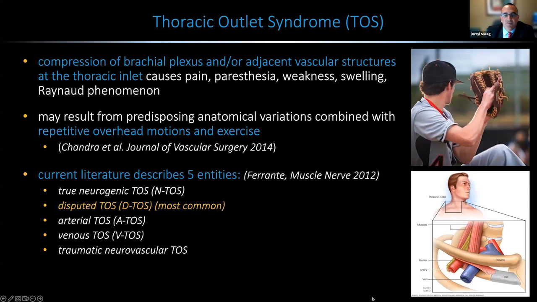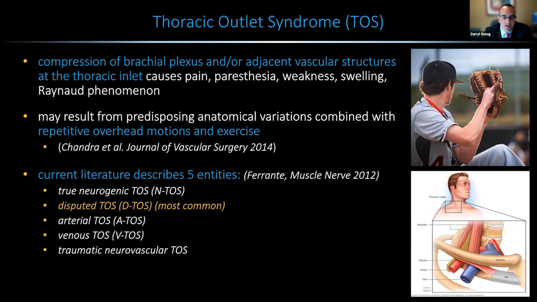Okay, so just a few words on thoracic outlet syndrome. This refers to compression of the brachial plexus and adjacent vascular structures that may cause pain, paresthesias, weakness, swelling, and Raynaud's phenomenon. And it may result from predisposing anatomical variations, such as a cervical rib, combined with repetitive overhead motions and exercise. The literature describes 5 entities.